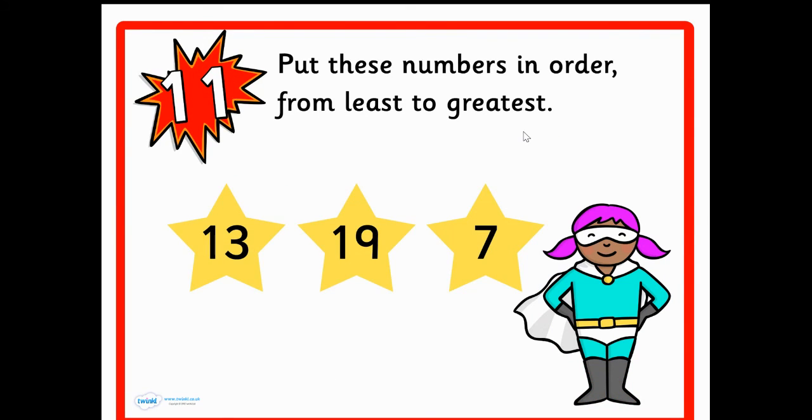Put these numbers in order from least to greatest. Least means the lowest number. The greatest would be the biggest number. So let's have a look. I know that 7 is a number below 10. So I think that 7 would come first. This number would come first.